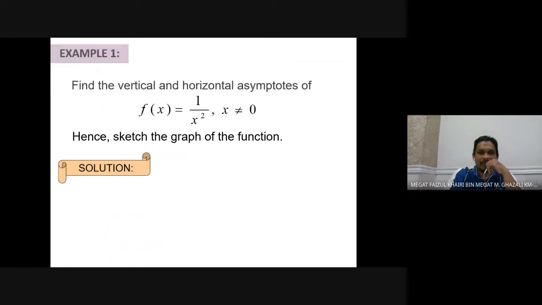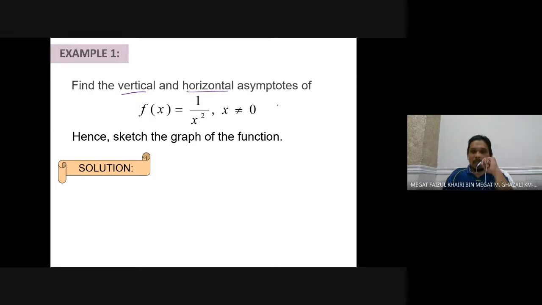Okay, find the vertical and horizontal asymptote of f(x) equal to 1 over x squared, where x cannot be equal to 0. Okay, class, when you get a question to find the vertical and horizontal asymptote, and the function is a ratio, a fraction, pecahan, 1 over x squared. A function where it's a fraction, pecahan, or ratio, nisbah.